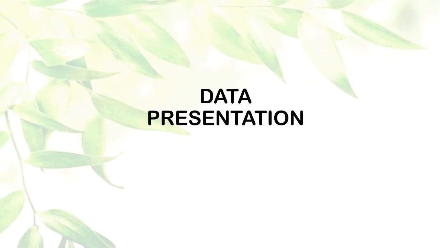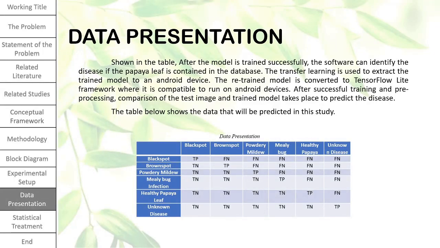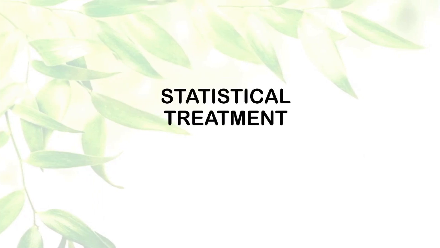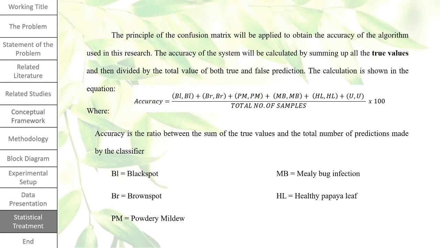For presenting the data, the table shown will be used. For statistical treatment, it must be determined whether the system successfully classifies the papaya leaf disease or not. The principle of the confusion matrix will be applied to obtain the accuracy of the algorithm used in this research. The accuracy will be calculated by summing up all the true values and then dividing by the total value of both true and false predictions.